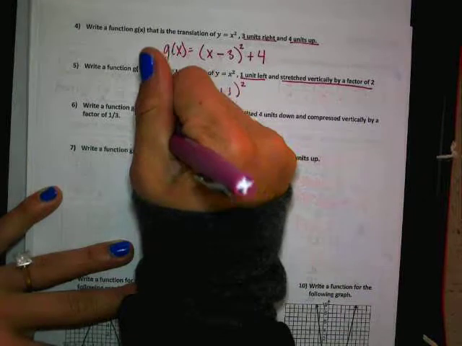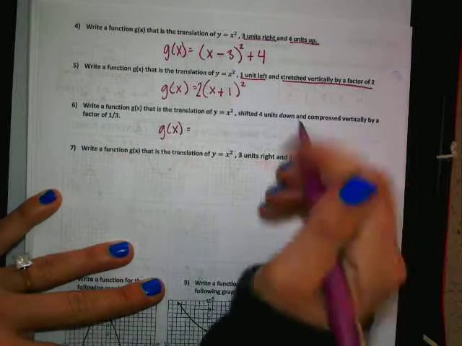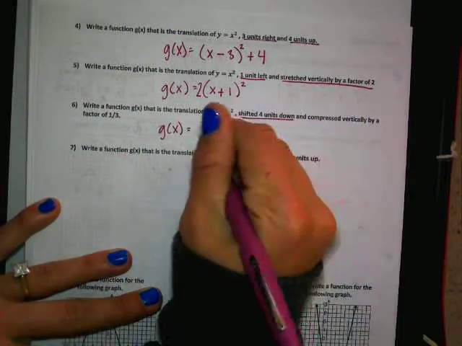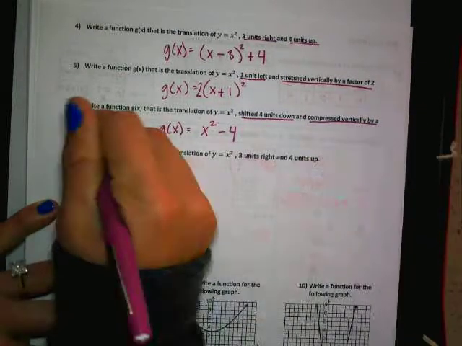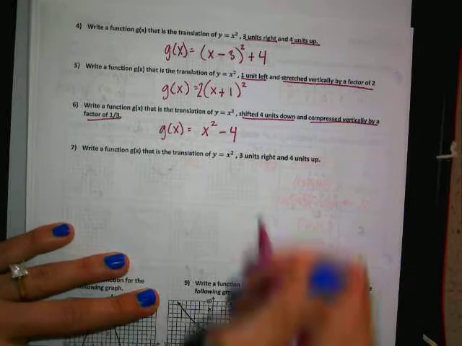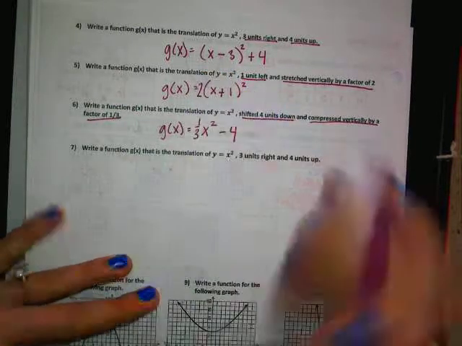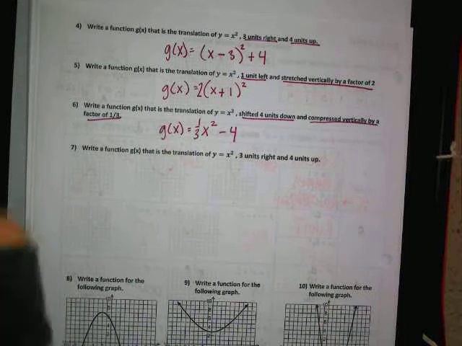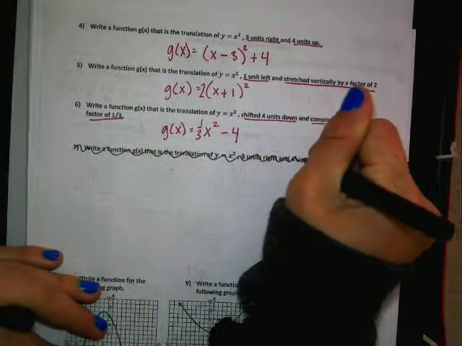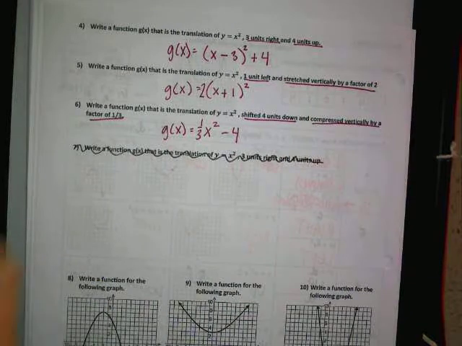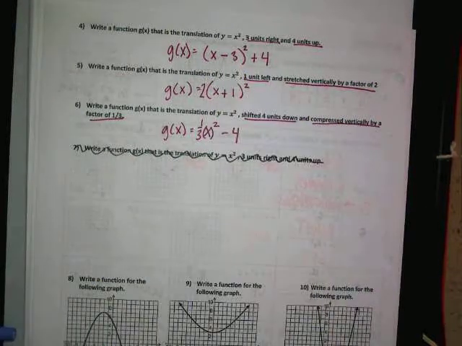All right, number 6. Shifted 4 units down. Outside, minus 4. Good. Compressed vertically by a factor of 1/3. 1/3 in the front. And then you can cross out number 7 because it's the same thing as number 4. If you wanted to put parentheses, you could. They would just be around the X, so it wouldn't matter, because there's nothing going inside.